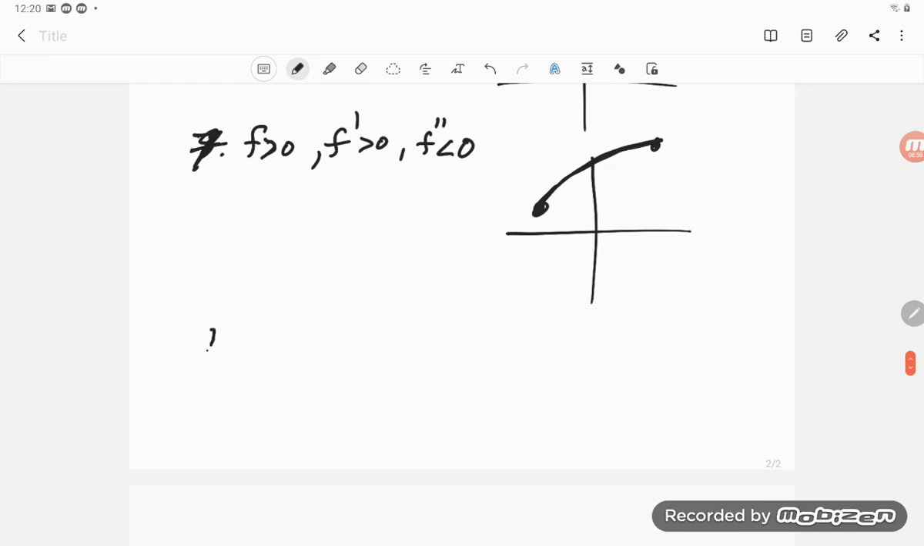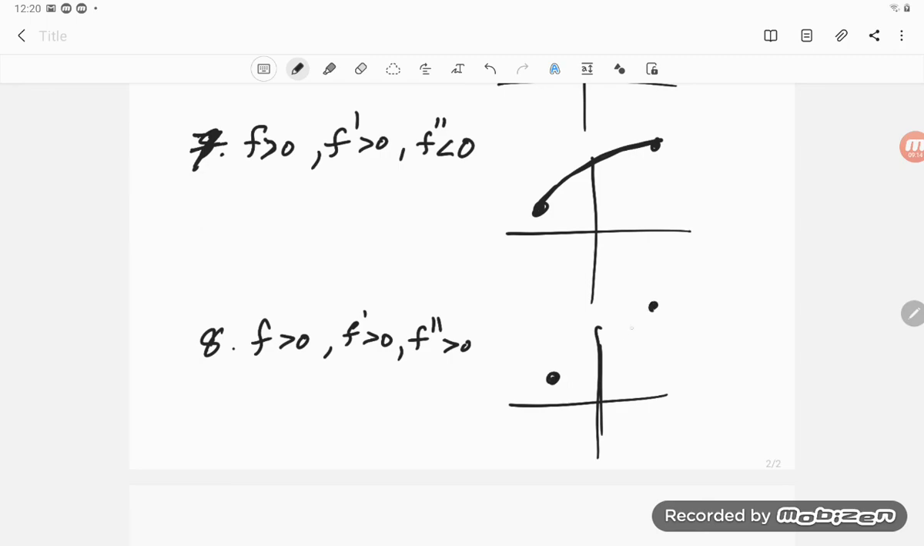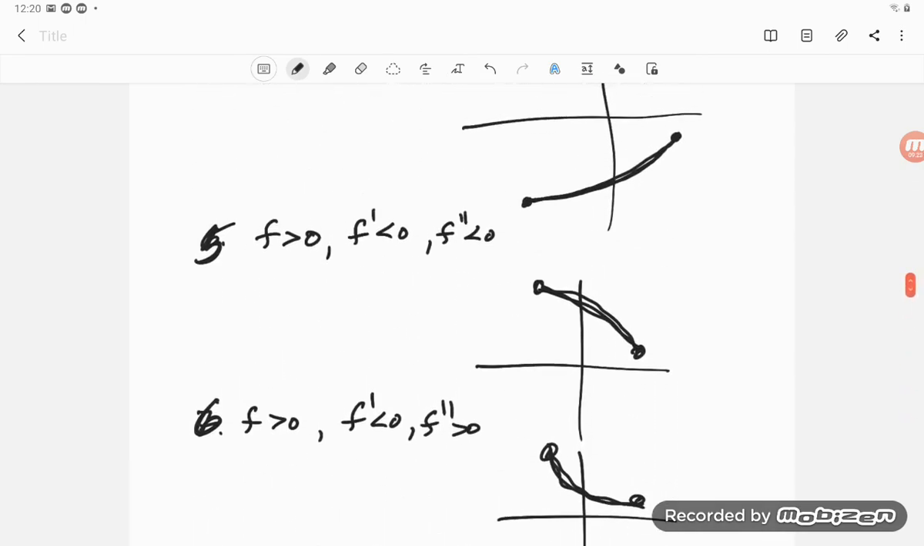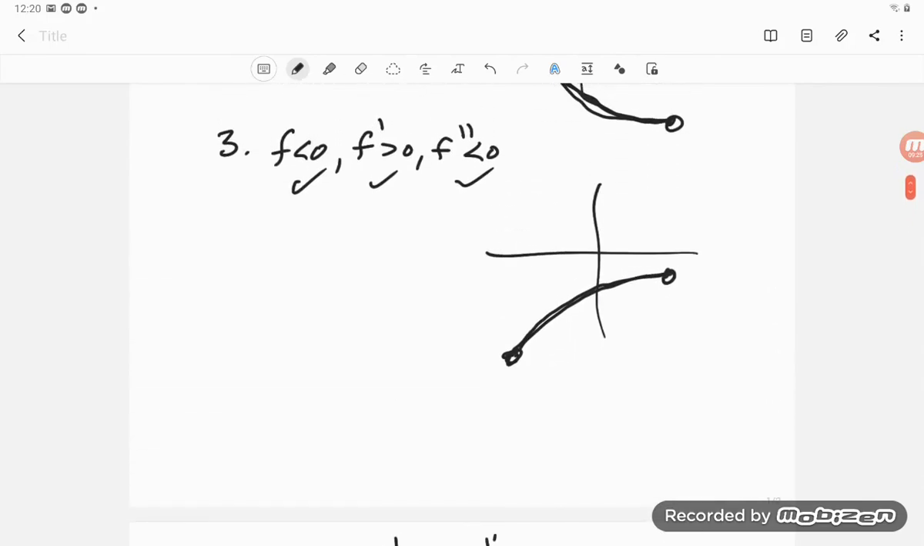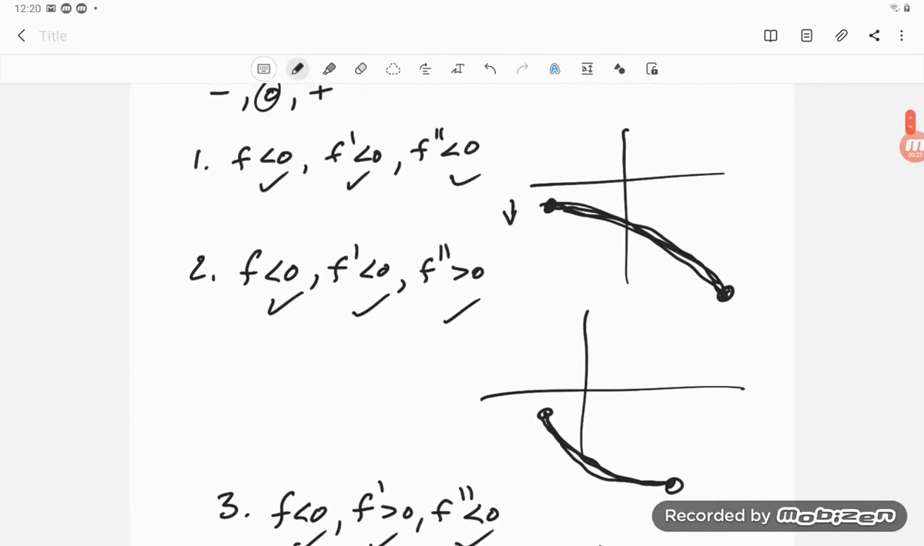And then finally 8. Everything is positive. F is positive, f prime is positive, and f double prime is positive. And so we have our concave up and increasing above the x-axis. So there are the types of pieces of curves over intervals we can do.